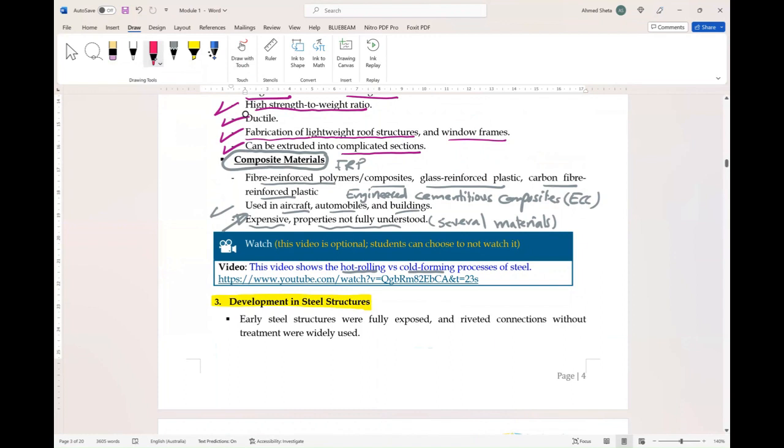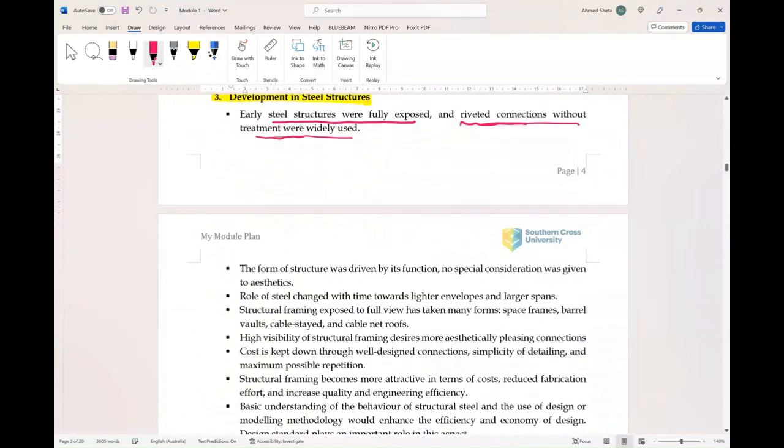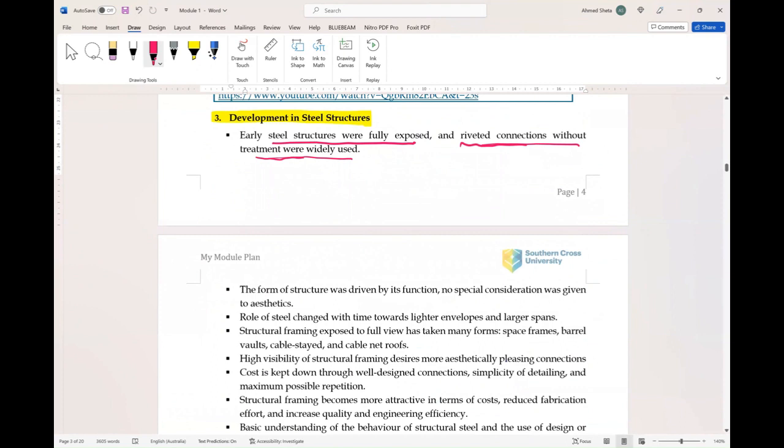In early steel structures, steel was fully exposed and riveted connections without treatment were widely used. So at the beginning of steel structures, all the steel structures had riveted connections without any treatment. And also the form of the structure was driven by its function. No special consideration was given to aesthetics. The role of steel changed with time towards lighter envelopes and larger spans.